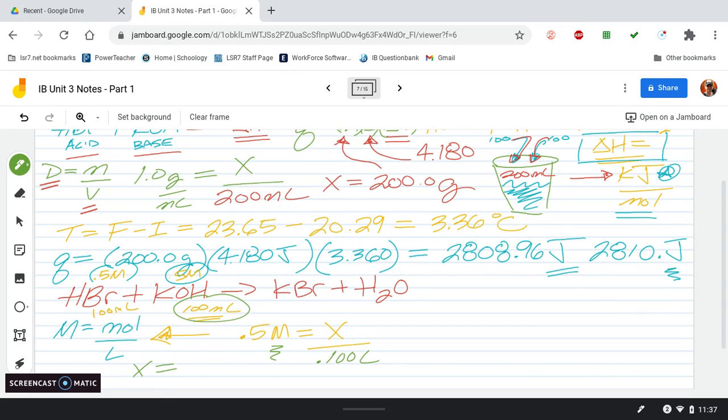Okay, so we'll run that through, and X is going to equal our moles. So X is going to equal 0.05 moles. You can check that on your calculator if you don't see how to do that. I'm just multiplying 0.5 times 0.100, and that's where I get that 0.05. And I tried to stretch out the sig figs, okay?